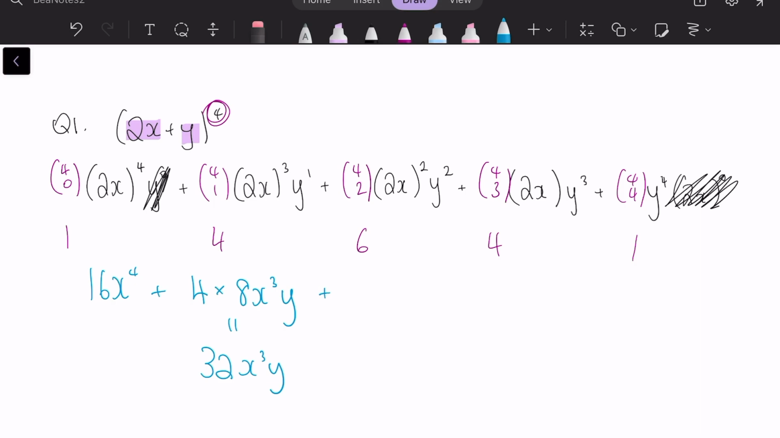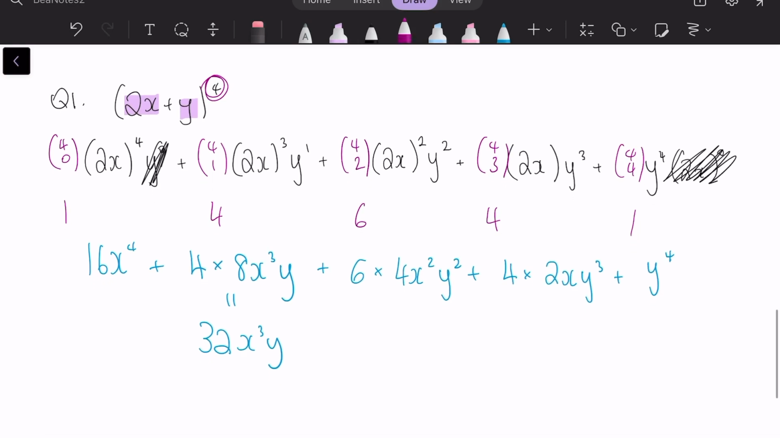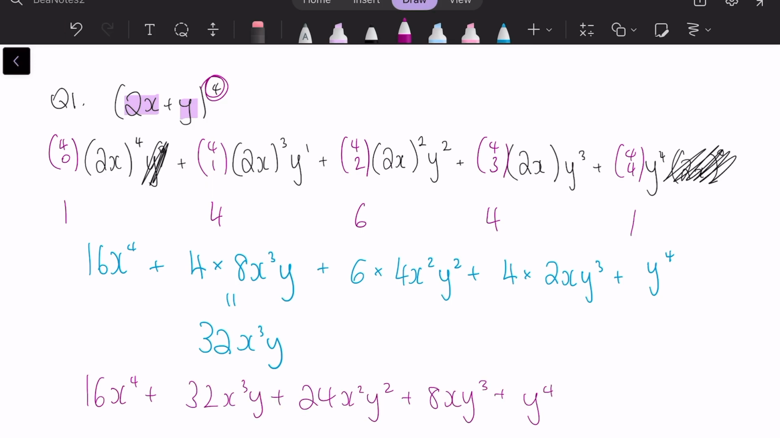And then we're just going to do the same thing for the rest, expanding them out. So I've expanded them all out. Now I just have to write it nicely. And that's it. That's the answer to the first question. This is probably the difficulty that you'll get in the test.